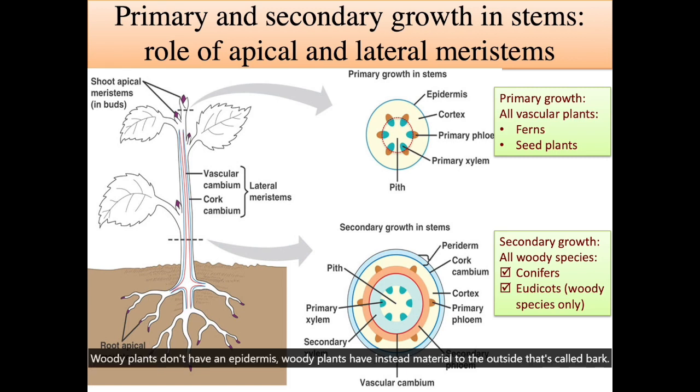Woody plants don't have an epidermis. Woody plants have instead material to the outside that's called bark. So this cork cambium produces periderm, which is part of the bark. So that's it. Those are the two meristems that are involved in the production of woody plants.